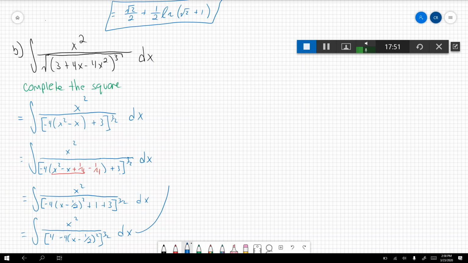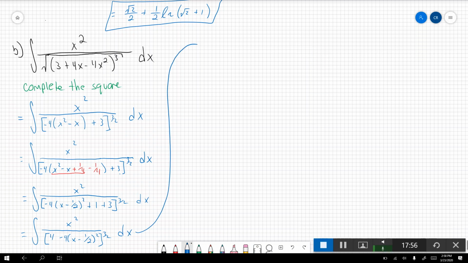So let's pay attention to that denominator. Looking at that denominator there, I see that I have a 4, so I'm going to go ahead and factor out that 4 from that denominator. And when I factor out that 4, it's going to be 4 to the power of 3/2, and then I'm still going to have in here 1 minus x minus 1/2 squared to the power of 3/2, and that's in the denominator where x squared is in that numerator.